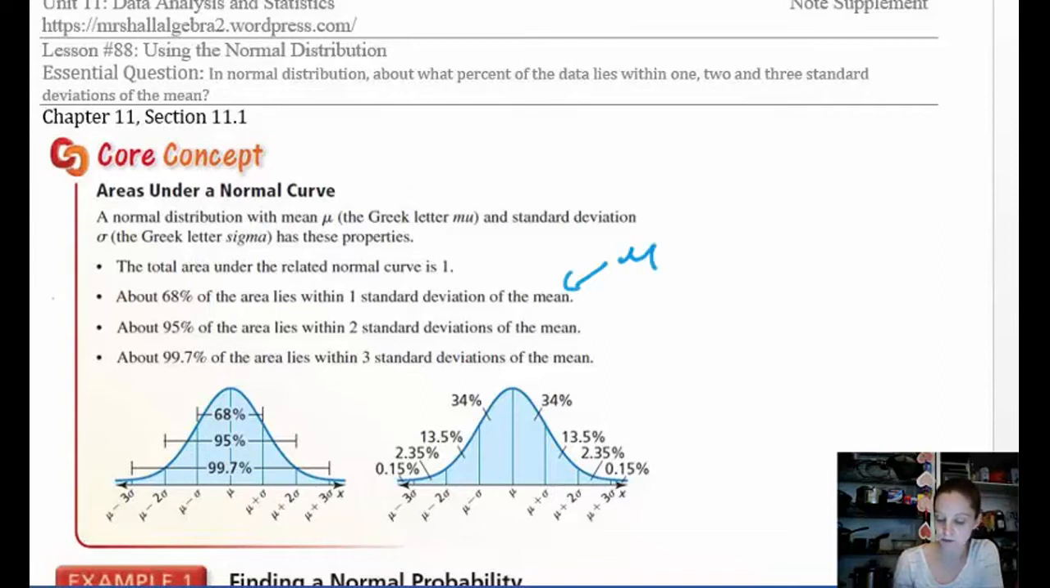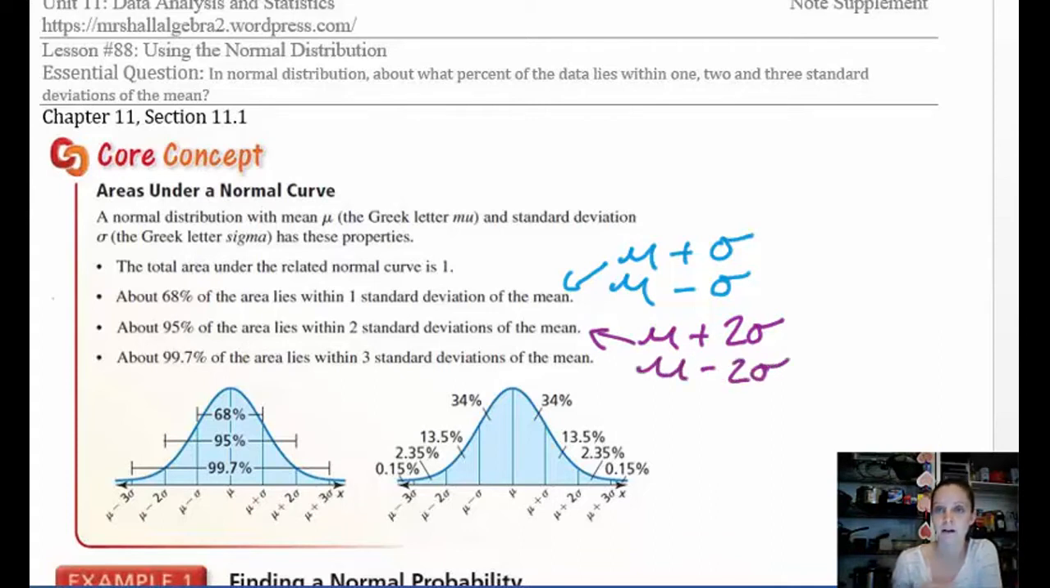The mean is mu, so mu plus sigma or mu minus sigma, that's 1 standard deviation above and 1 below the mean. About 95% of the area lies within 2 standard deviations of the mean. So we can go 2 sigma above mu or 2 sigma below mu, are 2 standard deviations above and below the mean. And then about 99.7% of the area lies within 3 standard deviations of the mean. So mu plus 3 sigma, and mu minus 3 sigma.